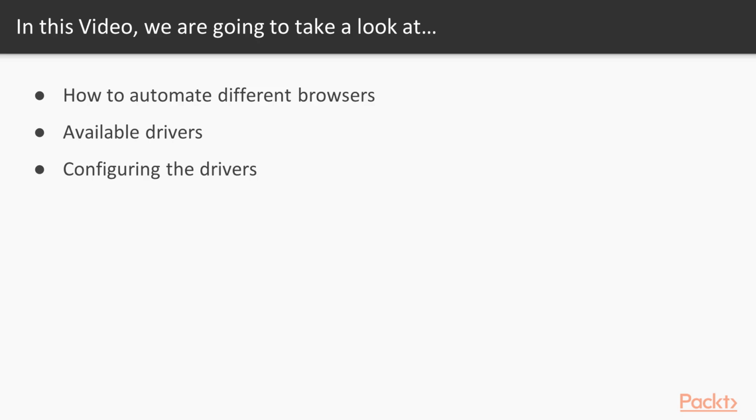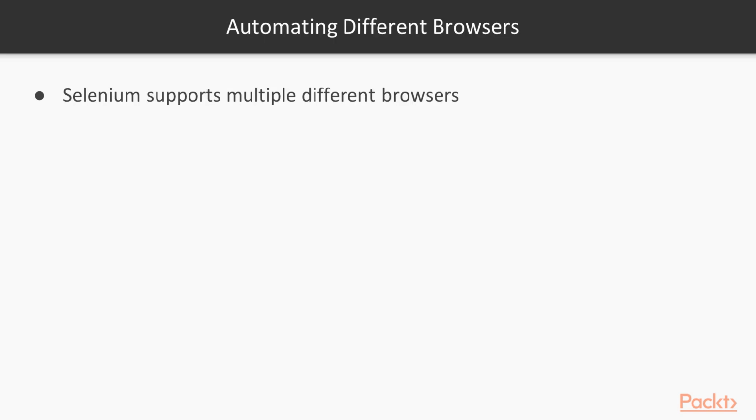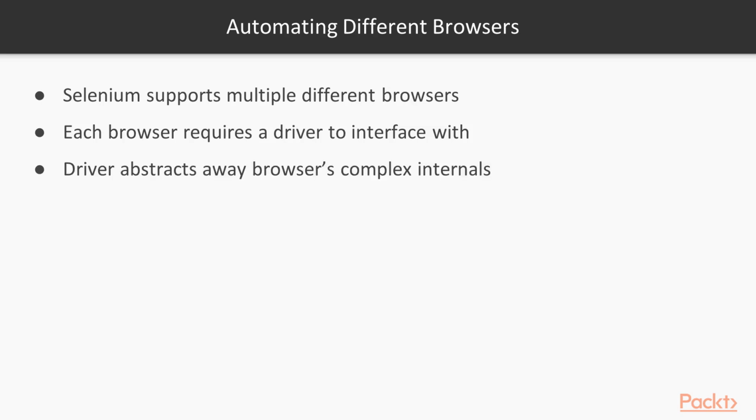So let's get started. As I mentioned, Selenium allows you to automate different browsers, and it supports multiple different browser environments. Essentially, each browser requires a driver to interface with it. The driver abstracts away each browser's complex internal API and allows you to write scripts in a consistent way in your JavaScript code.